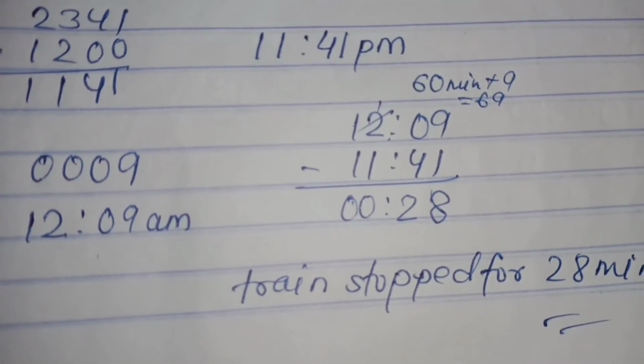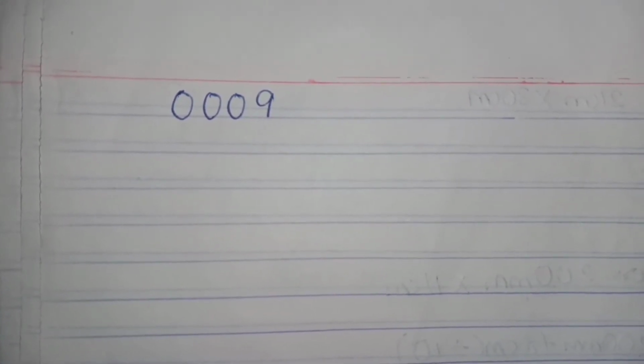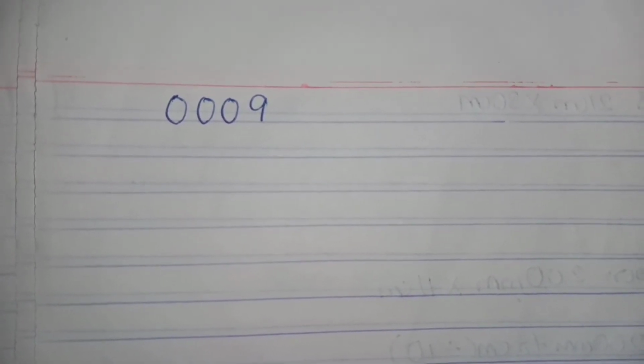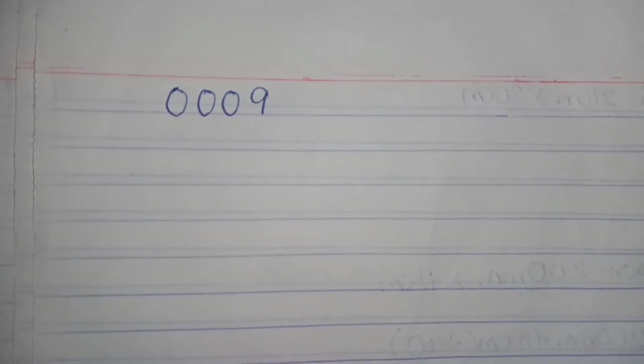Now let's do the next one. The next question is that the train reached its destination after 13 hours. So it left at what time? 00:09. And it has reached its destination after 13 hours. So we have to convert this into 24-hour clock. After 13 hours, how much will be the time? We have to convert that into 24-hour clock, and we have to even convert into 12-hour clock.